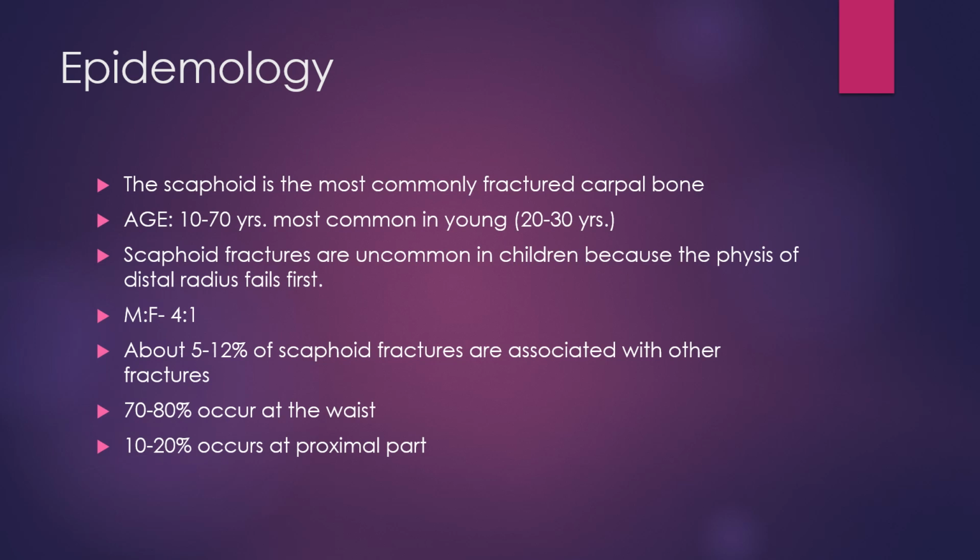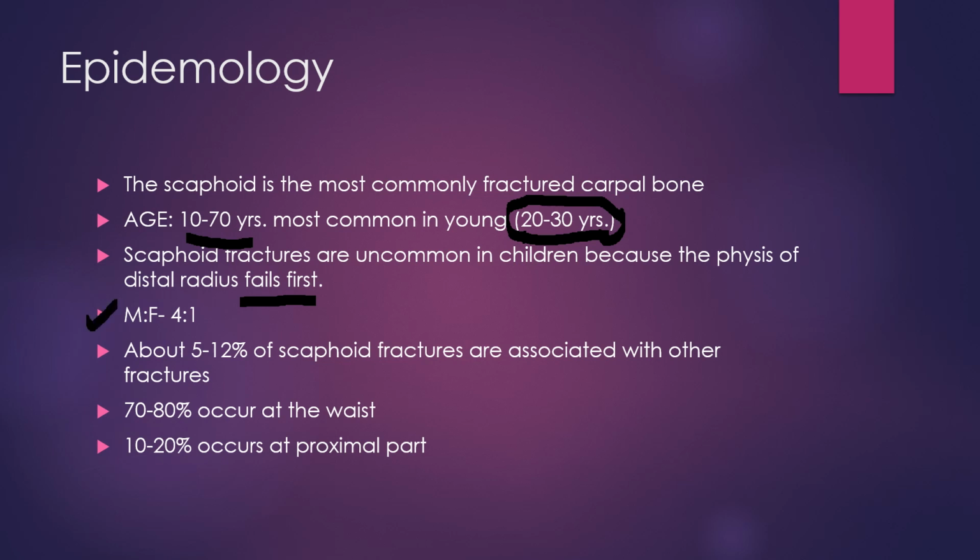And coming to the epidemiology, the scaphoid is the most commonly fractured carpal bone. Though it can occur from 10 to 70 years, the most common age is 20 to 30 years. This age group is more affected because it occurs in people who are more active or in the younger age group. And scaphoid fractures are uncommon in children because the physis of the distal radius fails first. In children, the distal radius epiphysis is not fused. So when they have an injury at the wrist, the distal radial epiphysis fractures first and scaphoid is saved.